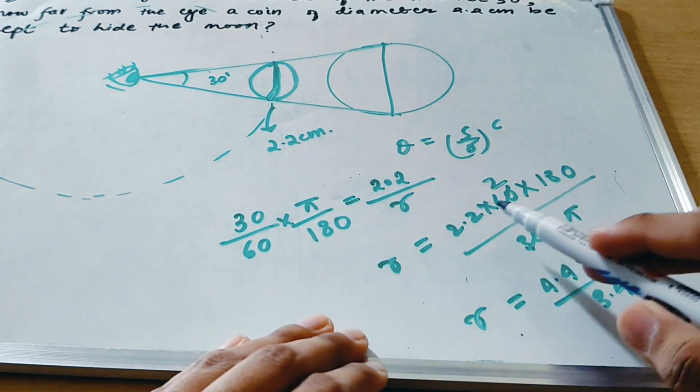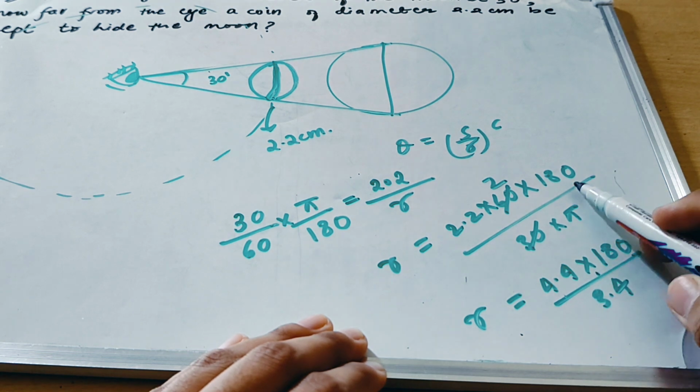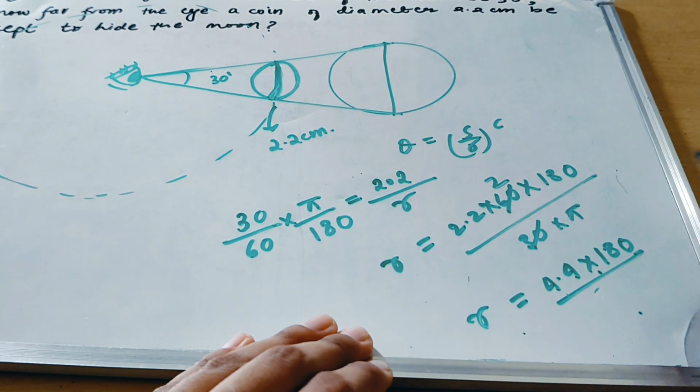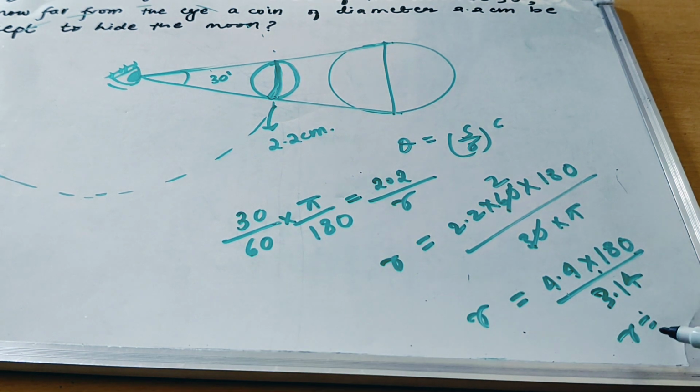R is going to be 4.4 into 180 divided by 3.14, which is the value of pi, and on solving this you will get that the value of R is 252 centimeter. You can calculate this very easily.